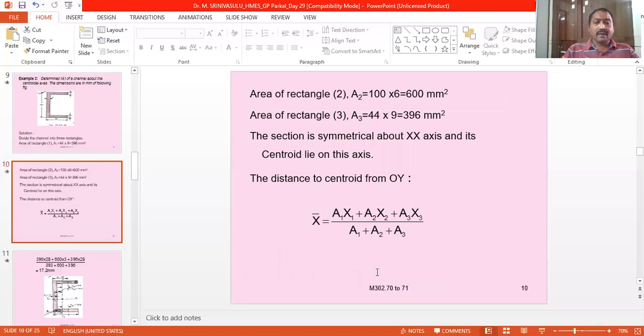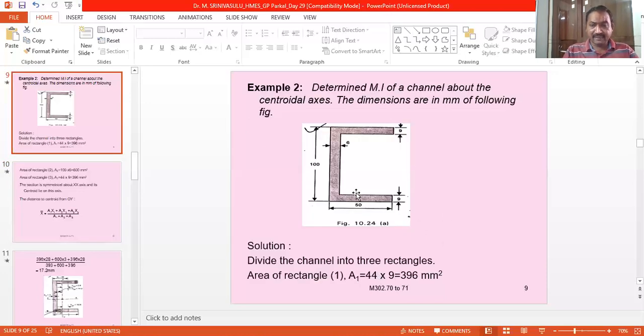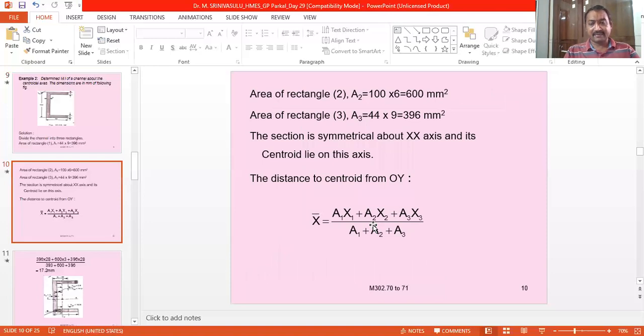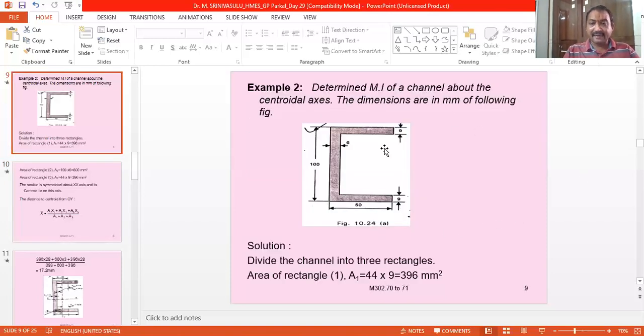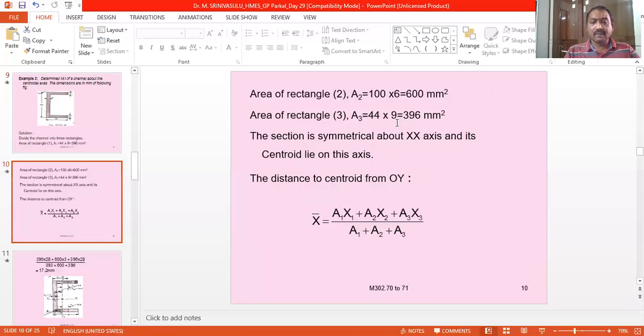Similarly, the area of rectangle 2, that is the web, from here to here is 100, and thickness is 6, so 6 into 100, 600 square millimeters. And similarly the top rectangle, rectangle number 3, is 44 into 9, so the area A3 is equal to 396 square millimeters. And the given section is symmetrical about the x-axis, and its centroid will be lying on that axis.